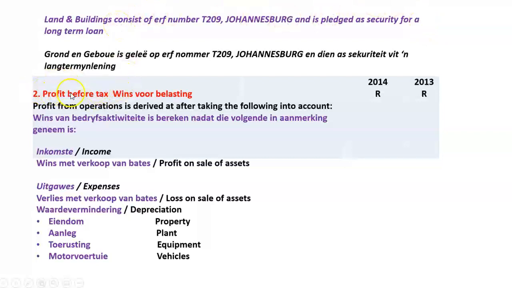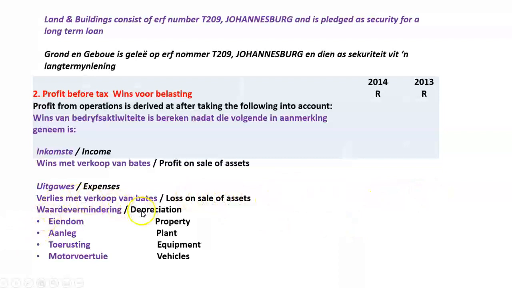The second note that you must be able to write is your profit before tax note. You will say profit from operations is derived at after taking the following into account: 2014 Rand, 2013 Rand, so comparative figures. You have to show income separately from expenses. So under income, you will show profit on the sale of assets. So you will identify it here and you will show it separately. Under expenses, you have to show losses on the disposal of assets and you have to show it separately.